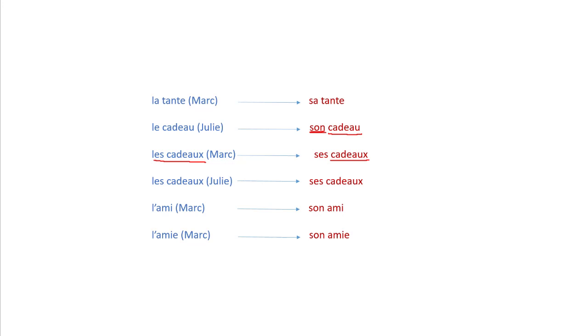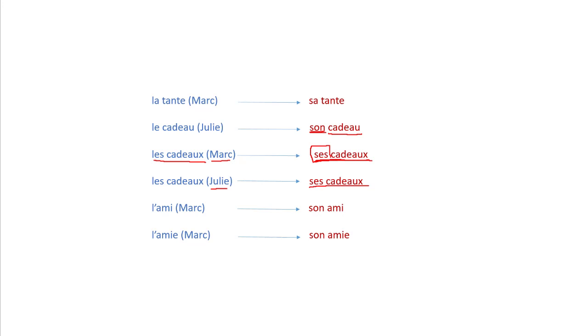So here we've got Mark's gifts, plural. We're going to say his gifts. That would be ses cadeaux. Ses, because the cadeau, the gifts, are plural. So that's why we use the plural form of his or her. Okay? Now, whether they are Mark's gifts or Julie's gifts, either way, it is ses cadeaux, because the cadeaux are plural.